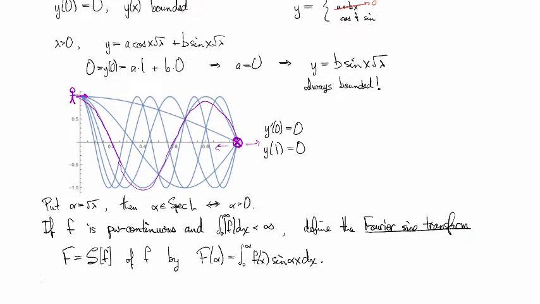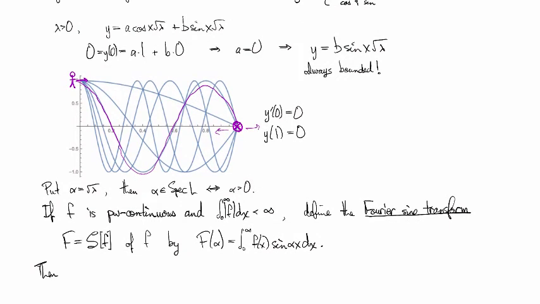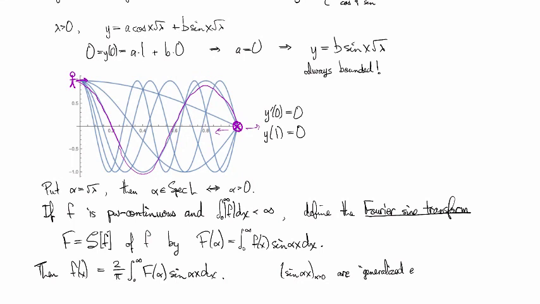Okay, so then our function f can be expanded not as a sum but as an integral of F of alpha sine alpha x d alpha, directly analogous. So here these sine alpha x functions are acting as our generalized eigenfunctions.